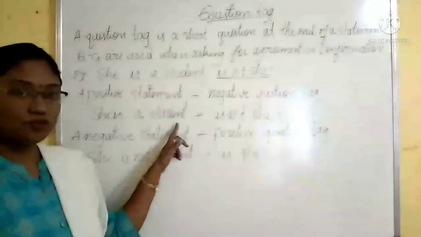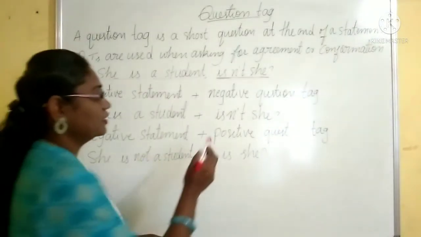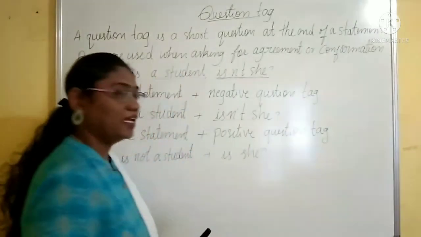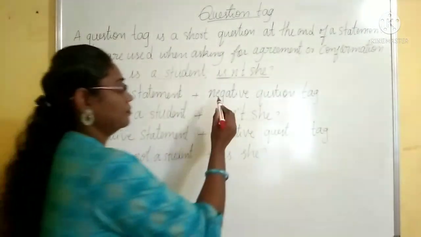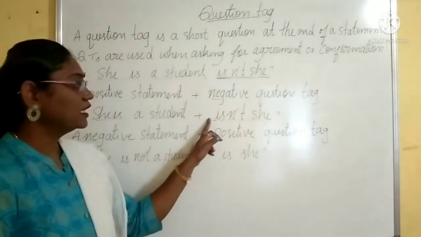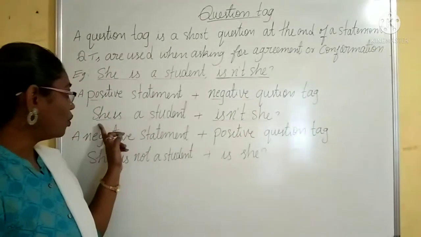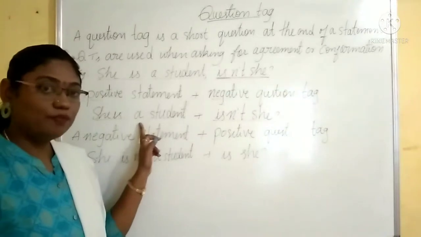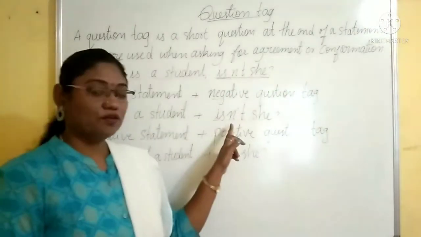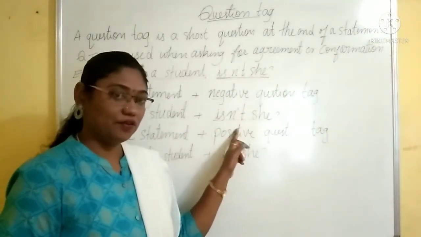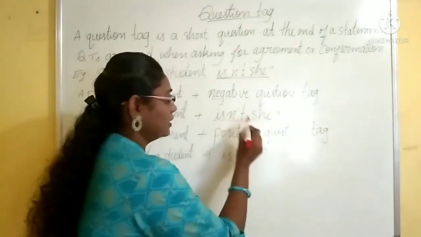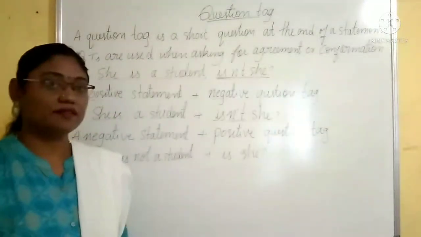She is a student, right? And the question tag is in negative. This is what we call: isn't she? When the statement is positive, the question tag is negative. We added not here.